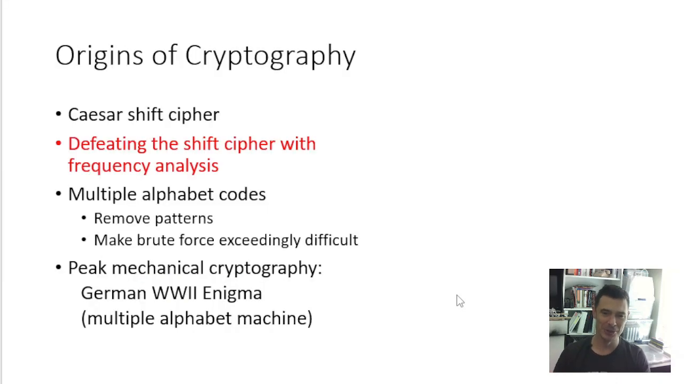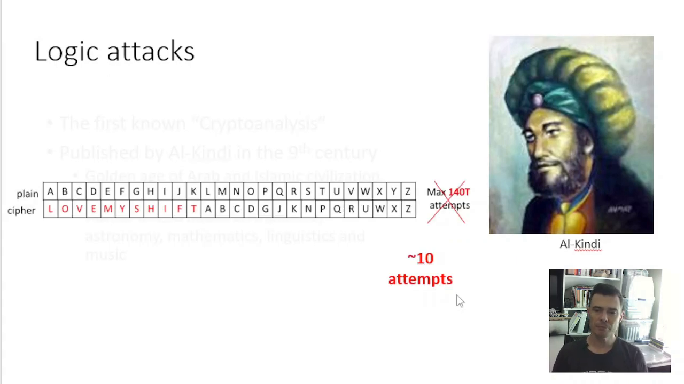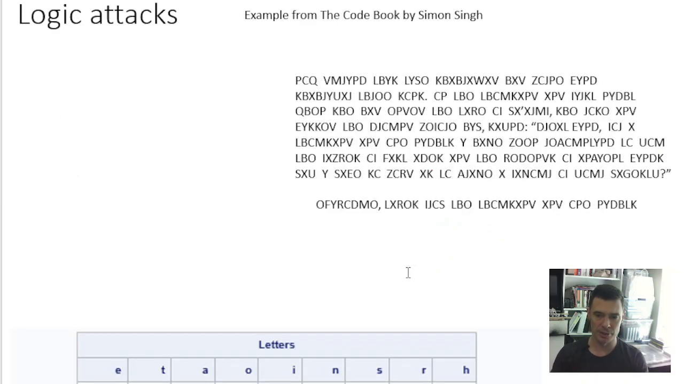So we'll go into our next topic, which is logic attacks. Logic is a way to defeat a secret message, and they're relatively new in history, maybe like 1400 years old. It was Al Kindi who figured out how to decipher these secret shift phrases extremely quickly. This example is just 10 attempts, and we're going to use an example from The Code Book.